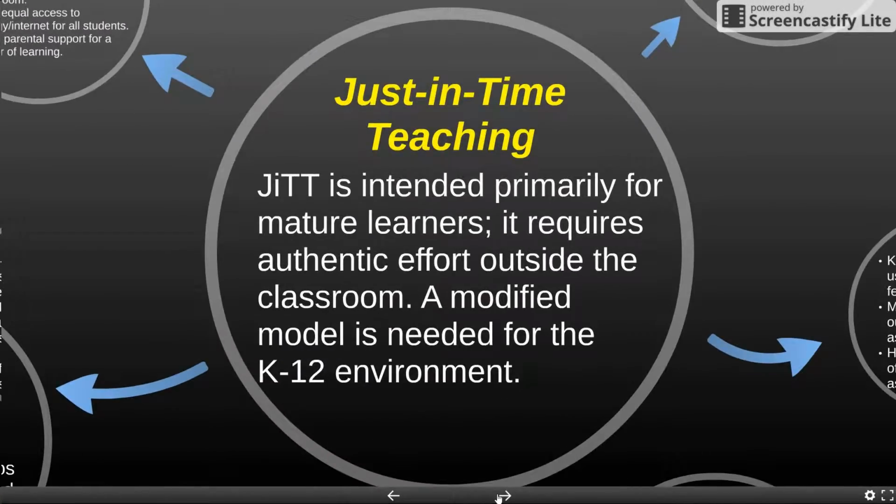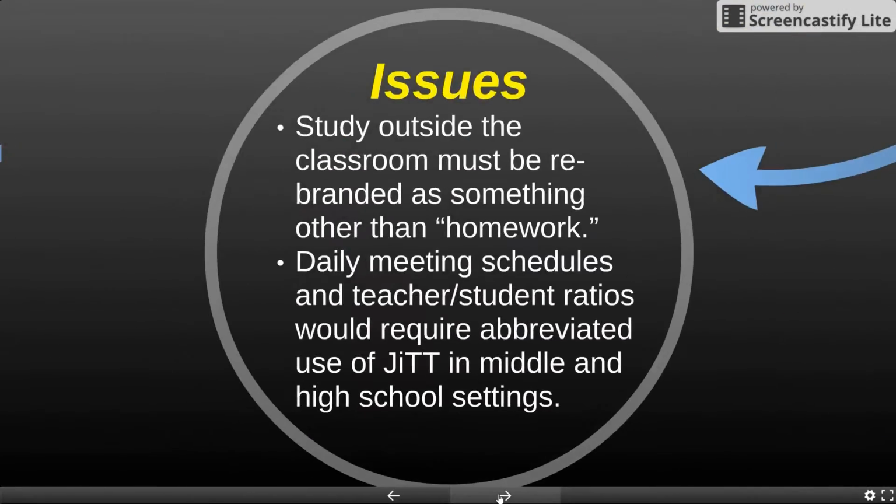Just-in-time teaching is intended primarily for mature, older learners. It requires authentic effort outside the classroom, and therefore, to use it in the K-12 environment, we're going to have to modify it a bit. The issues here, and there are quite a few in implementing it in K-12, involve this. In K-12, study outside the classroom is called homework, the bane of kids and parents everywhere.